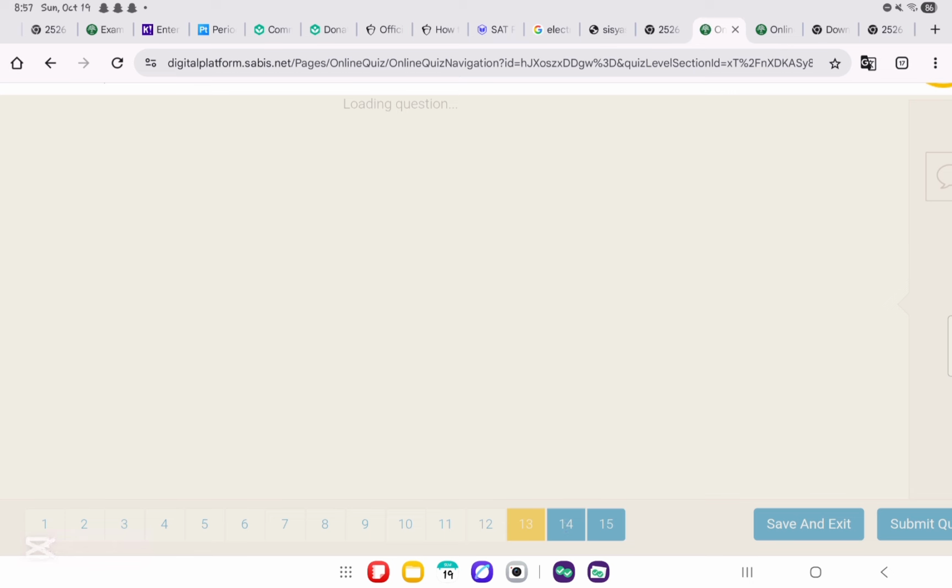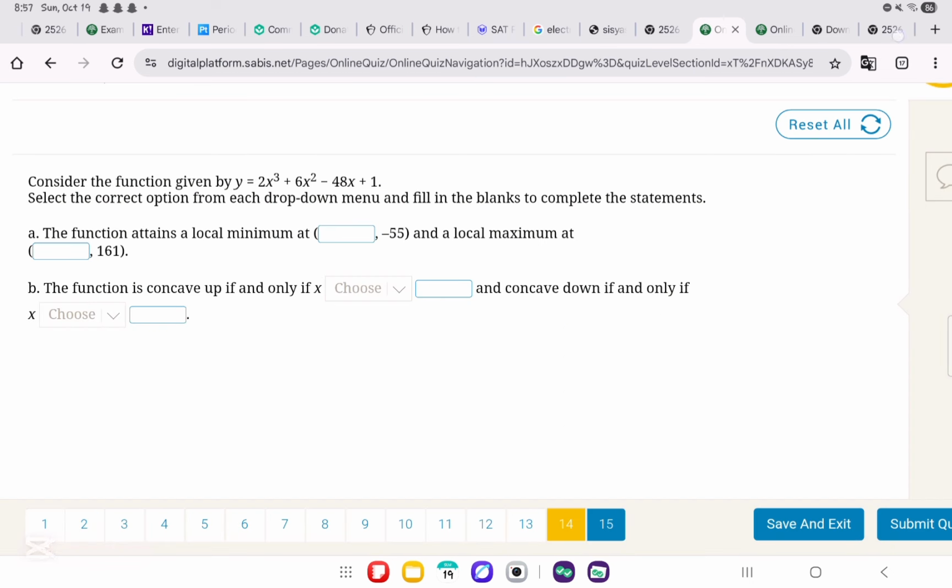We move on now to question number 14. Part A, the function attains a local minimum and a local maximum. How do we do this? There's 2 ways to do this. First of all, you could put minus 55 equal to this, right? And you'll be able to find the value of x after a lot of solving. This is one way to do it.